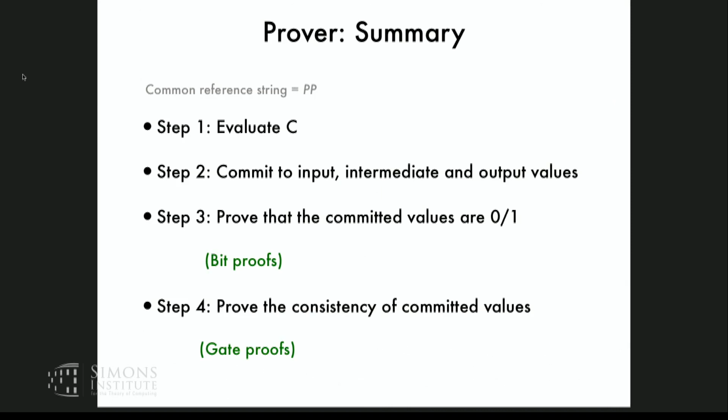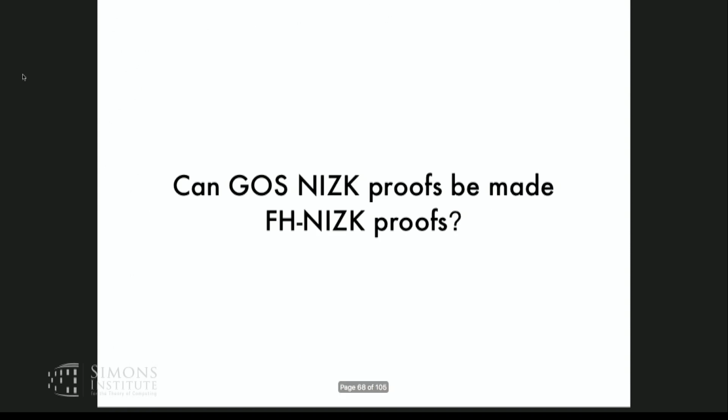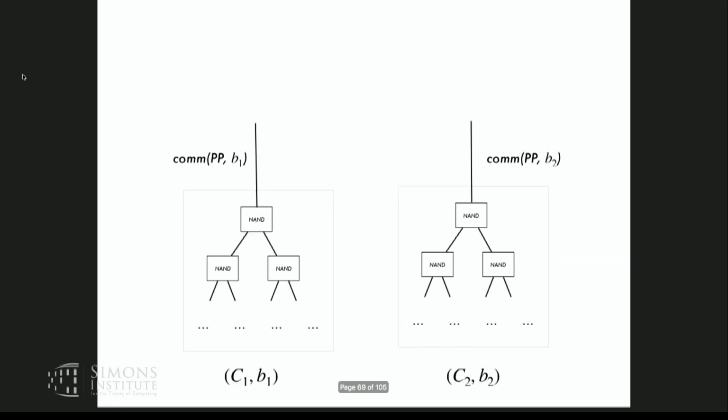Okay. So I'm going to call the proofs where you prove that the committed values are 0, 1 as the bit proofs, and the proofs that prove the consistency of the committed values as gate proofs. So natural question to ask is, can their proofs be made fully homomorphic NIZK proofs? And the way you would do it is to add a homomorphic evaluation algorithm.